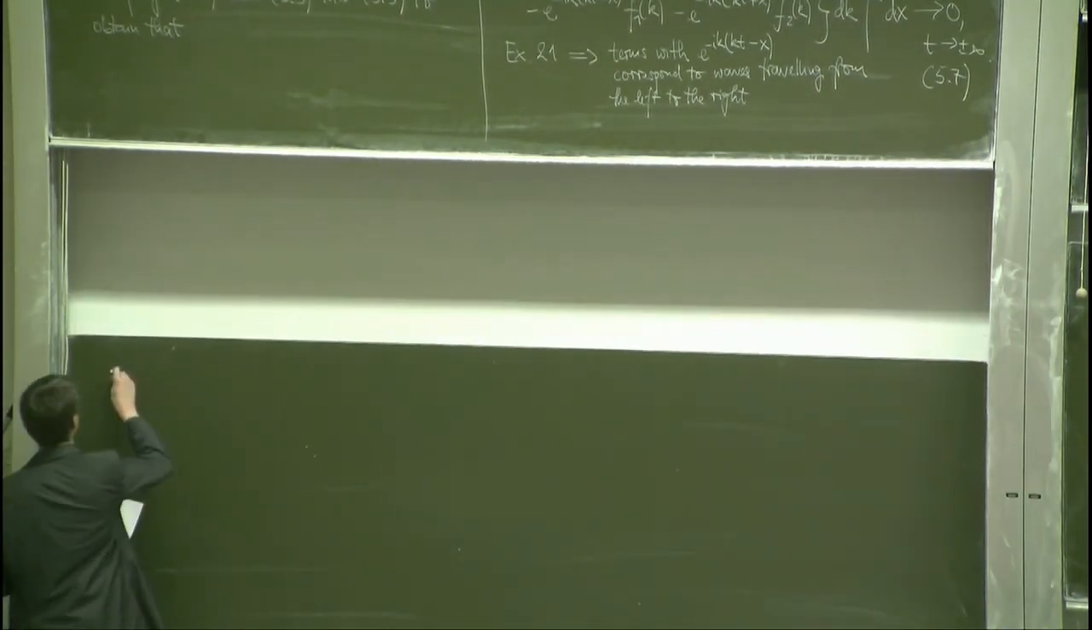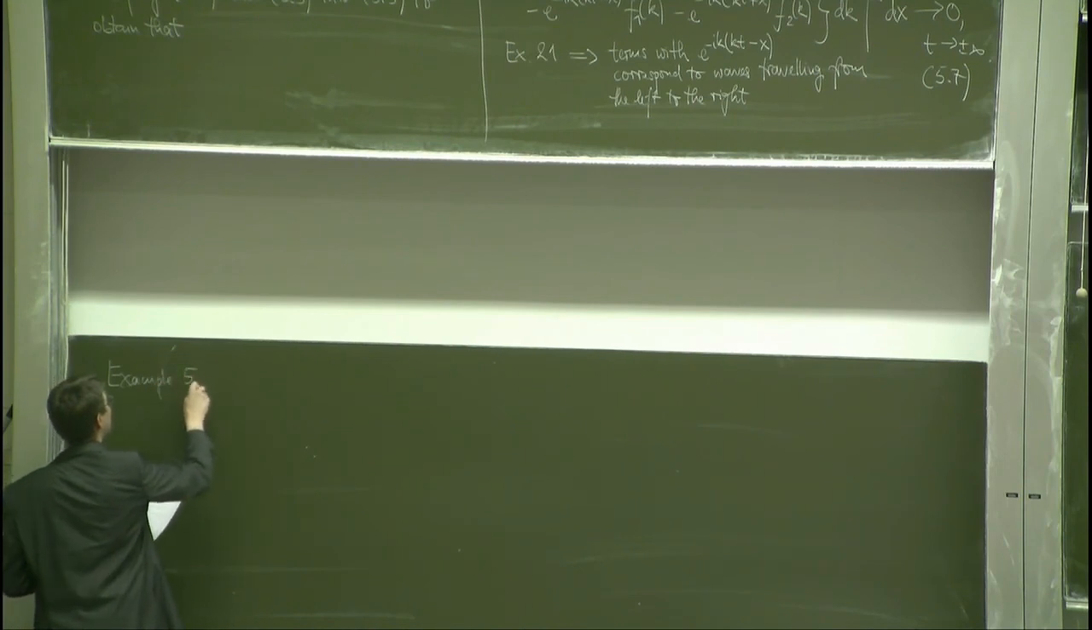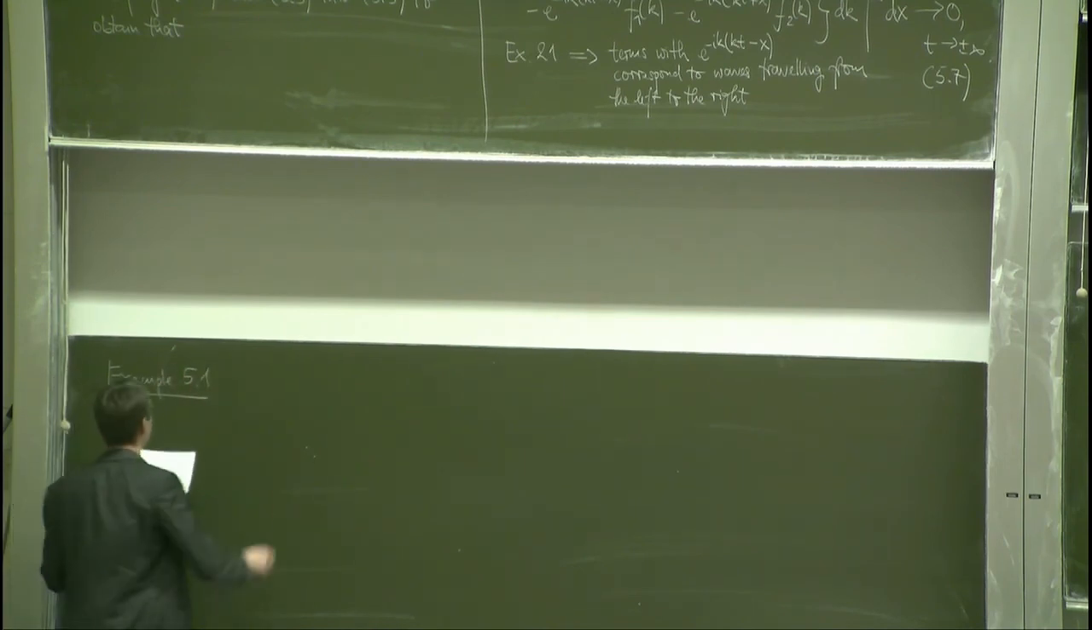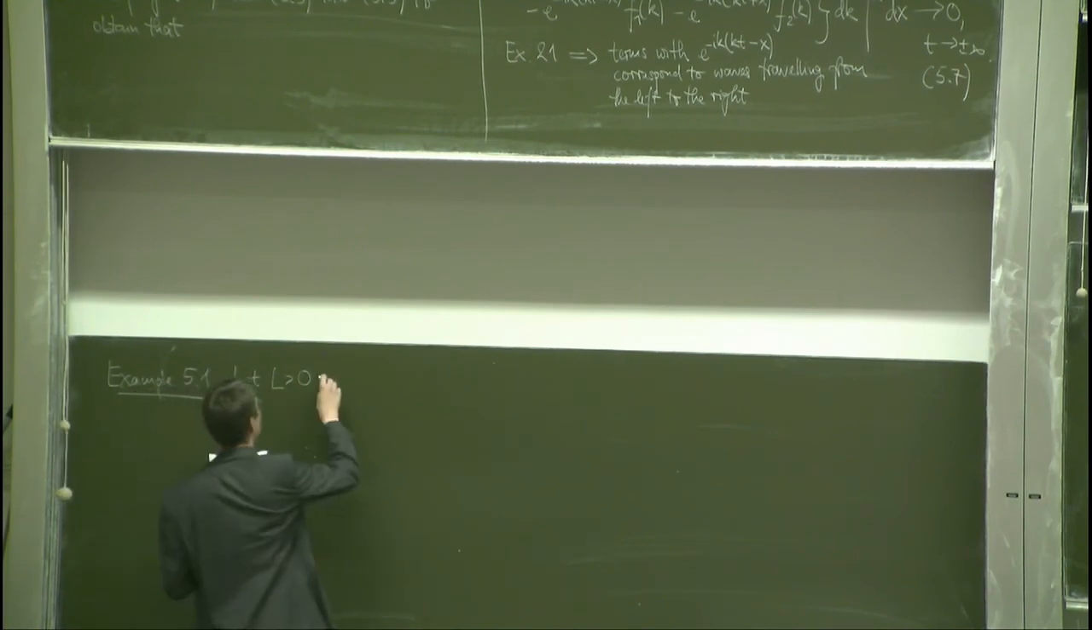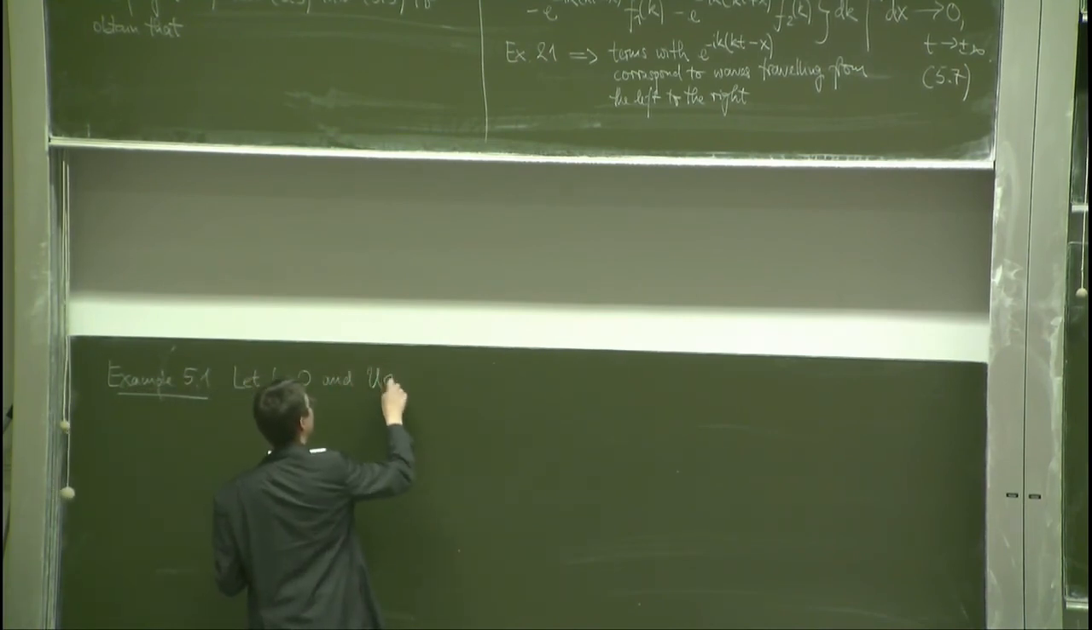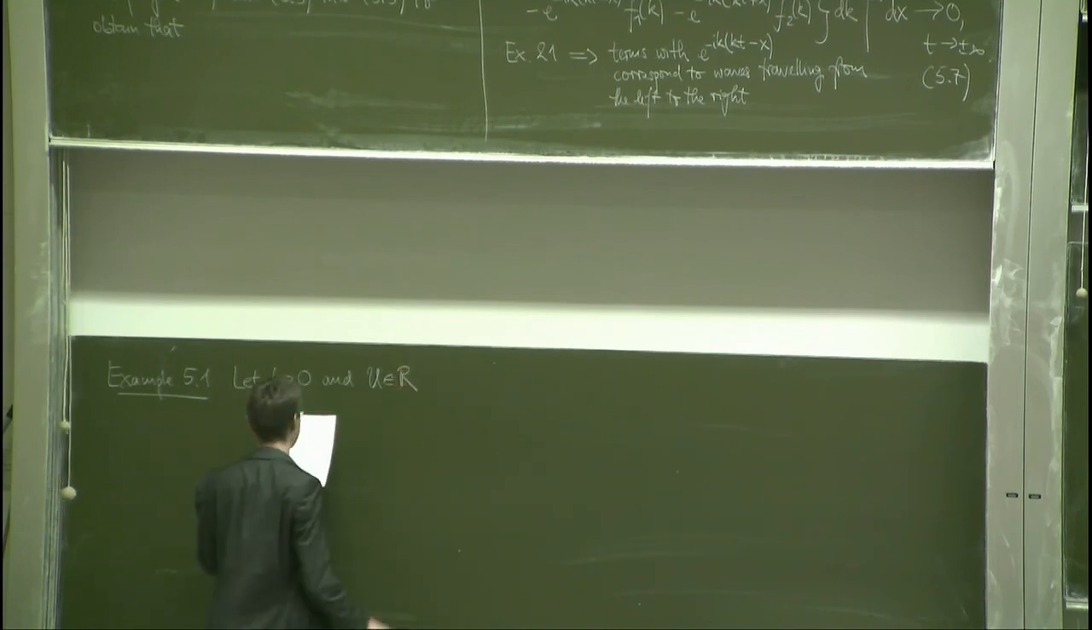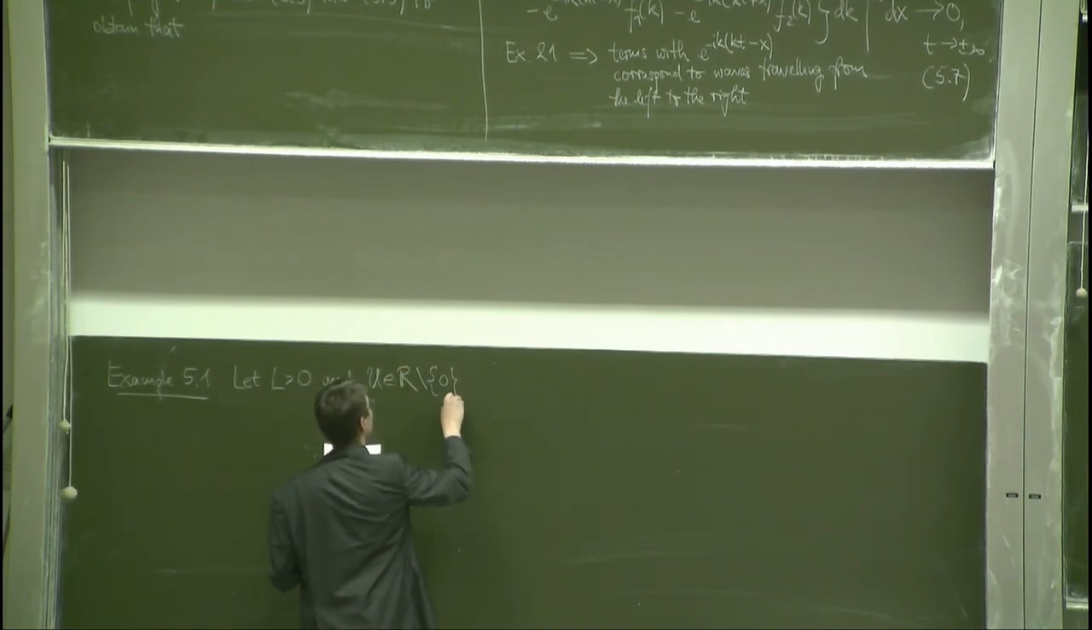This is example 5.1. Let L be a positive number and let U be a real number but not 0.